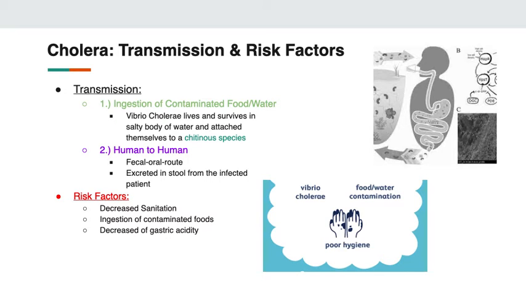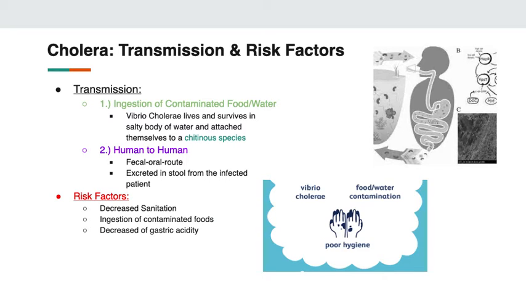How it is transmitted, and what are some of the risk factors. First is transmission. There are two ways cholera is transmitted. The first one is ingestion of contaminated food and water. Vibrio cholerae lives and survives in salty bodies of water and attaches itself to chitinous species, for example shrimps, crabs, crawfish, lobsters, and more. Basically, species that have shells.